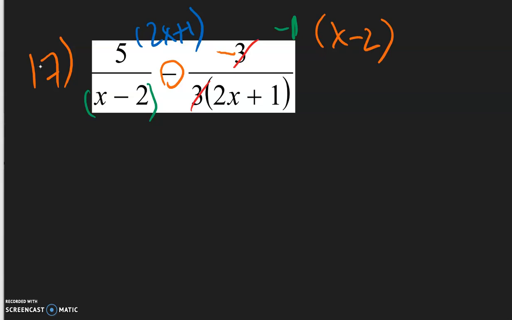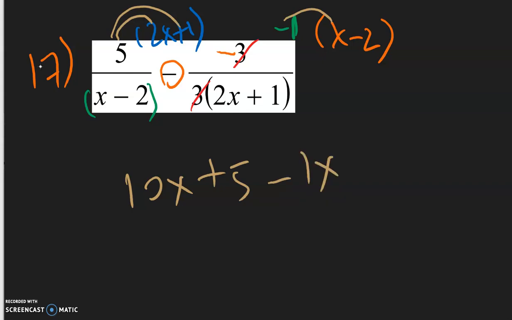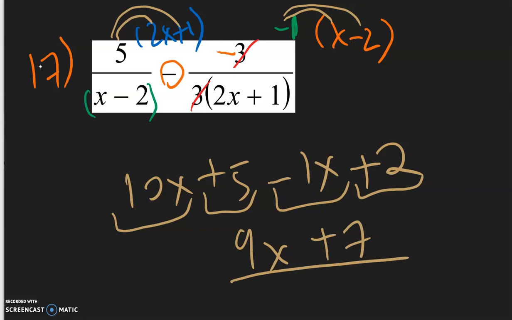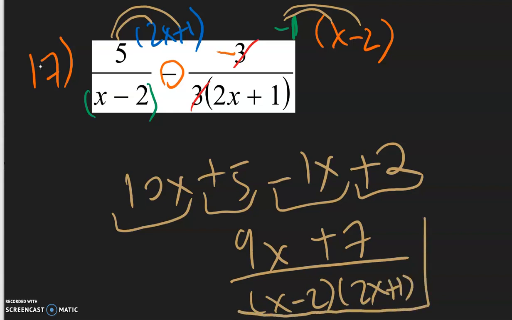So now we just need to distribute. 5 times 2x is 10x. 5 times 1 is 5. Negative 1 times x is negative 1x, and negative 1 times negative 2 is positive 2. Now combining like terms, 10x minus 1x is 9x, 5 plus 2 is 7. On the bottom, we just have the two factors, x minus 2 and 2x plus 1. So basically, to get the common denominator, you just need to multiply by whichever factors the fraction is missing.